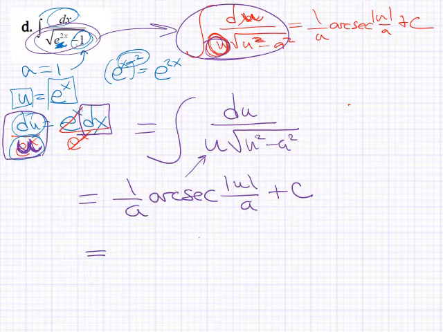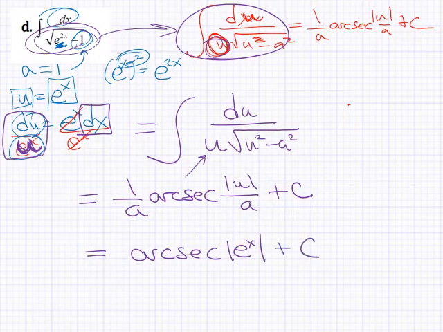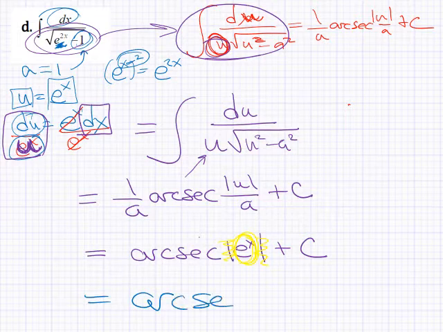So a was 1, so this just becomes 1. I'm not going to write it. Arcsecant of the absolute value of u, e to the x, over 1. Again, not going to write the over 1, plus c. Now in this case, e to the x is always positive, so I really don't need these absolute values. I'll finalize this by saying the answer is really just arcsecant of e to the x plus c.